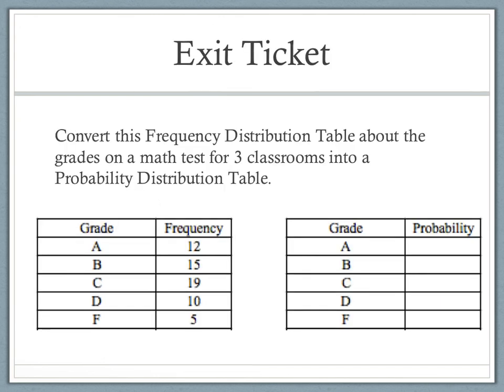For your exit ticket, the big thing to get out of this is converting a frequency distribution table to a probability distribution table. First we have to get the total, which, if I add up all these frequencies, ends up being 61. Now we do 12 divided by 61 to get the probability for A's. Then do 15 divided by 61 to get it for B's. So go ahead and fill out this probability table.